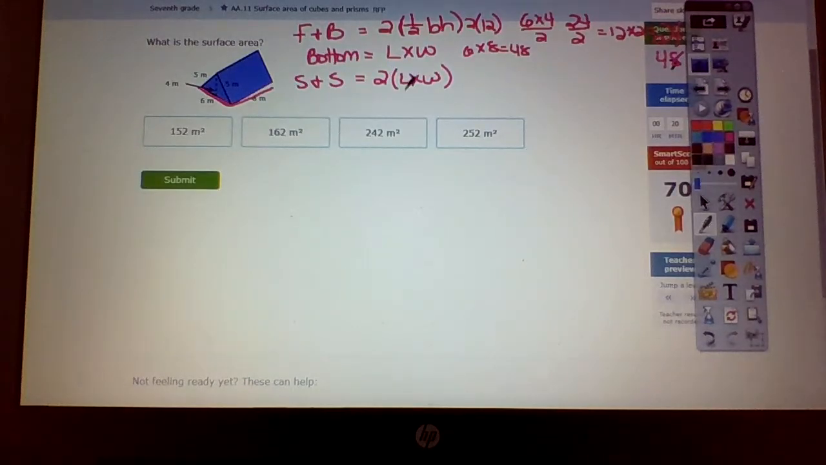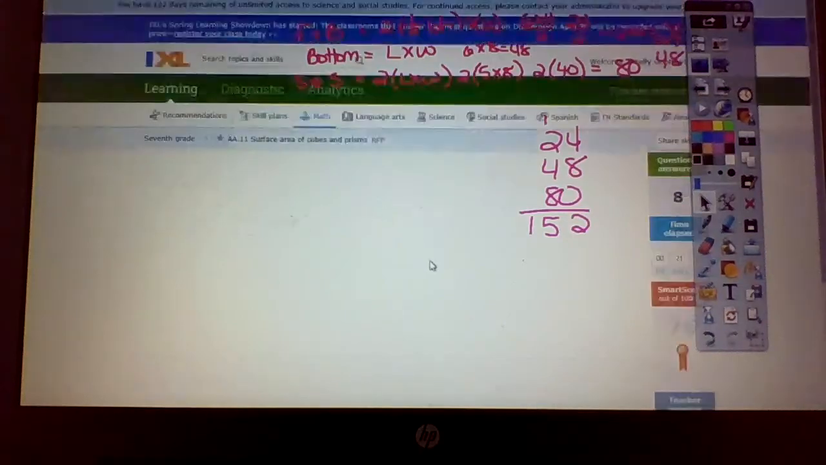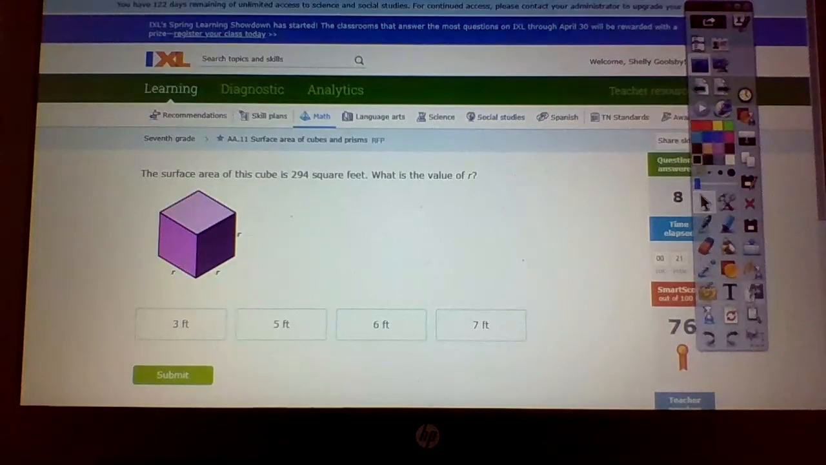And now we have a 5 times 8. So 2 times 5 times 8. So that's 2 times 40, which is 80. So now we have a 24, a 48, and an 80. That's 12. See, guys, you can do this without a calculator. That's 15, 152. Super. All right. Good job.